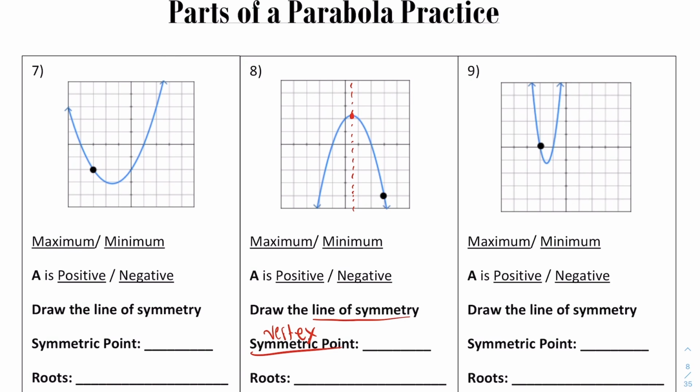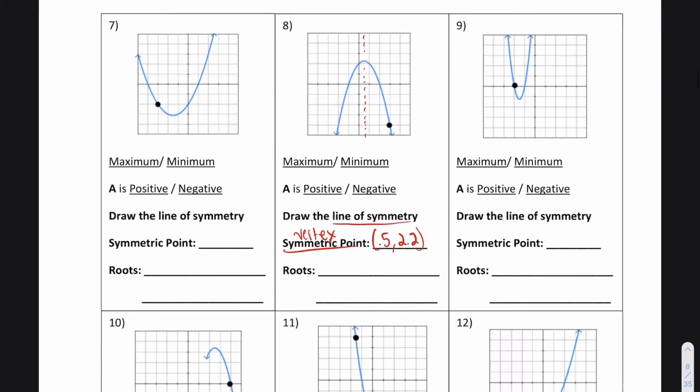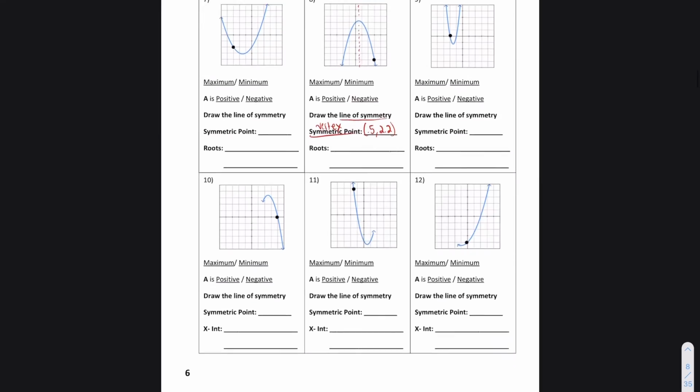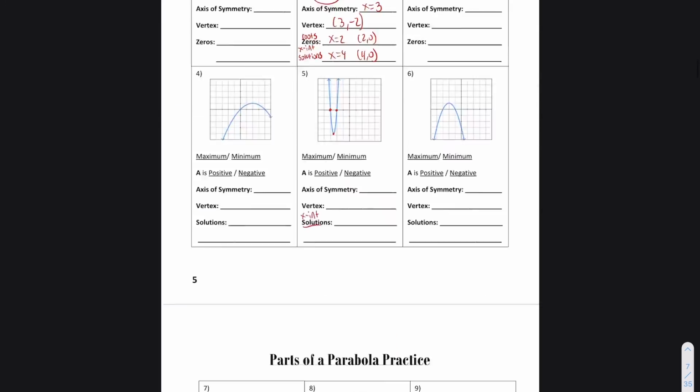The symmetric point or the vertex for this graph is at 2 for y. Well, actually, it's a little bit above, so like 2.2 for y. And the x looks like it's at a half. Okay, now you should be able to do everything on this page.